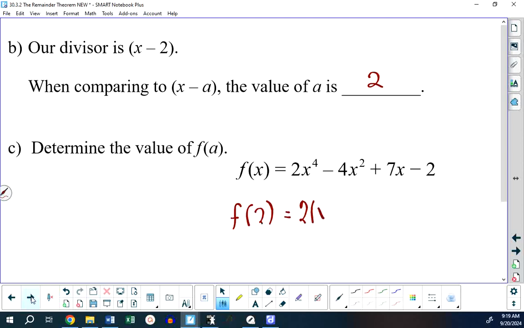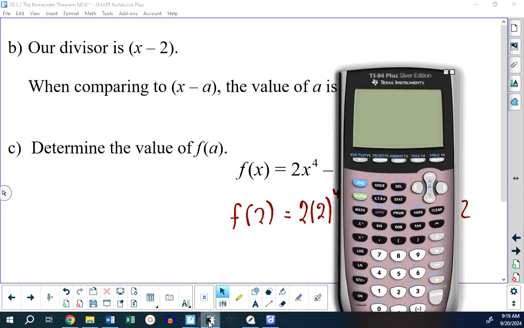I don't need a set of brackets here, but I think it is maybe a little bit better. Particularly if you did have a negative value of a, you would be using brackets. 2 times 2 to the 4 minus 4 times 2 squared plus 7 times 2 minus 2. Now, I'm going to teach you a way to kind of cheat a bit, particularly on written response. Legitimately cheat. Do you agree that calculating this, particularly if a was negative, would be fraught with potential for errors? Okay, it's a lot of exponents and multiplication.